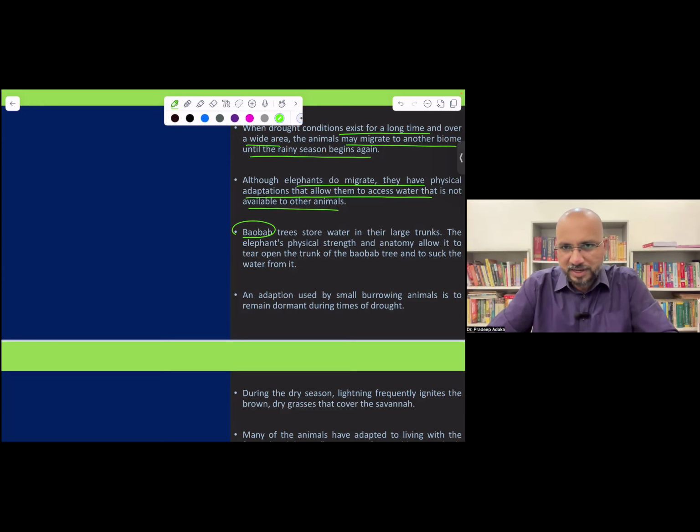Africa, right? In Madagascar they are found, and in other parts also they are generally seen: baobab trees. In the savanna biome, this is a common tree. We have seen baobab trees; I have shown you the picture. It stores a lot of water in the trunk.